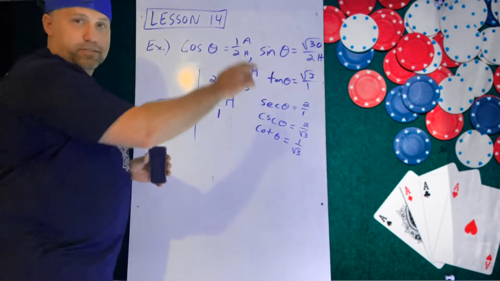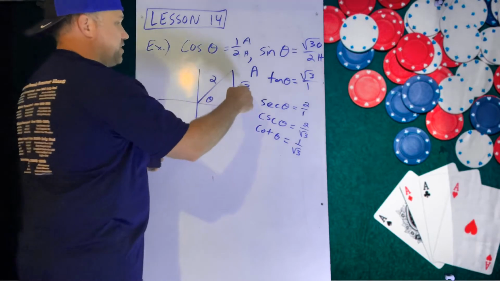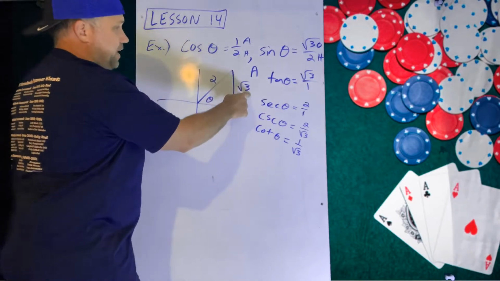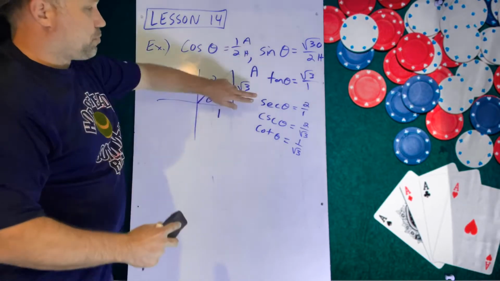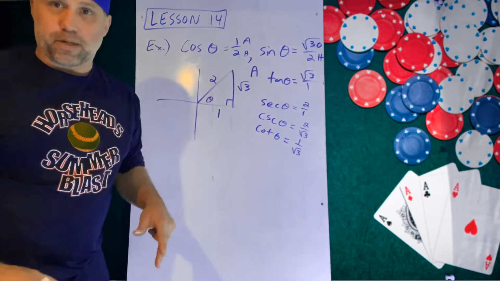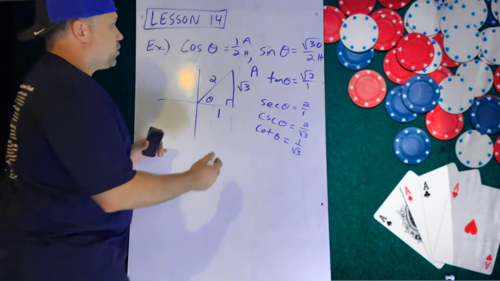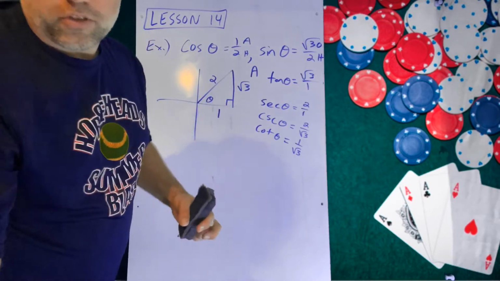Every single answer here is positive because we're in the A quadrant. Since we were in the A quadrant, the cosine, the sine, and the tangent were all positive, which means that their reciprocals are all going to be positive. So if you look up here, we have found all 6.